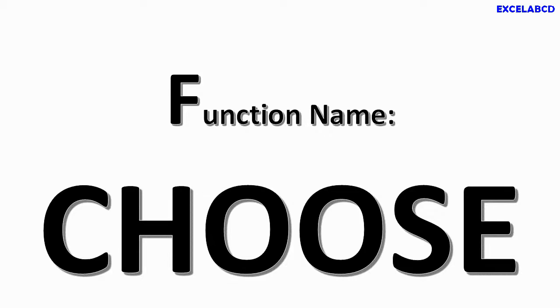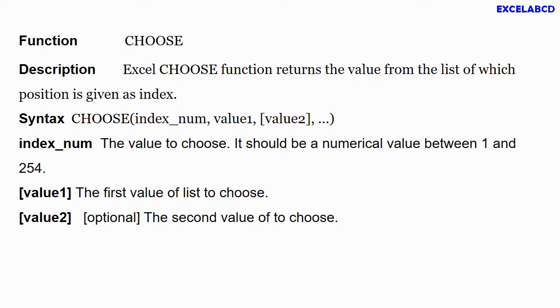Now we will come to the function CHOOSE. The Excel CHOOSE function returns the value from a list whose position is given as the index. Here I have shown the syntax also. To understand this formula, we have to go to the worksheet.